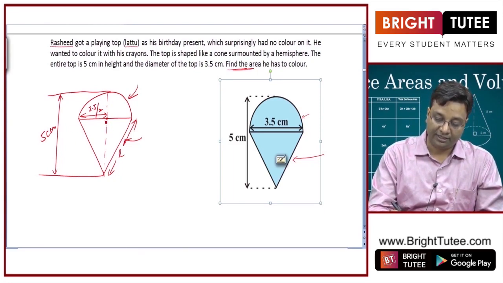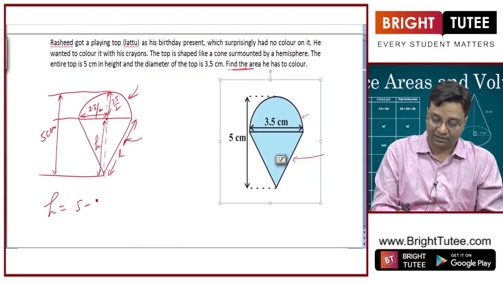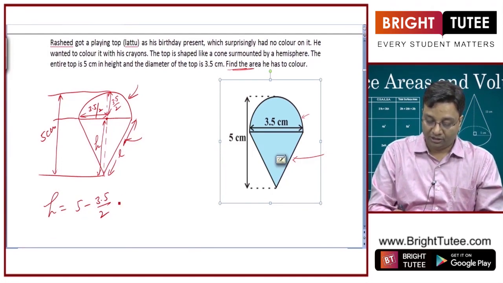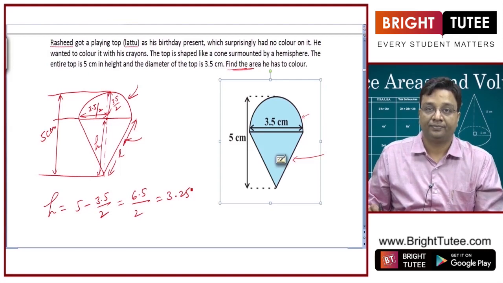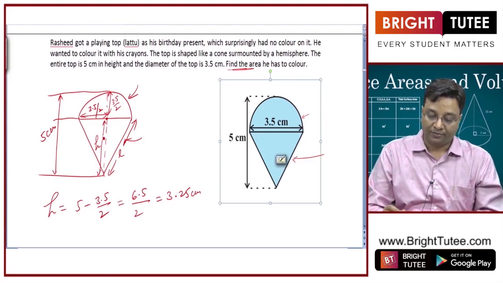so what will be the height of this cone, it will be 5 minus this height, and what is this height, this is 3.5 by 2, right. So if I denote it by h, what is h, it is 5 minus 3.5 by 2, right. So this is equal to 10 minus 3.5, which will give me 6.5 by 2. So this is equal to 3.25, right. So this will be the height of cone, okay.